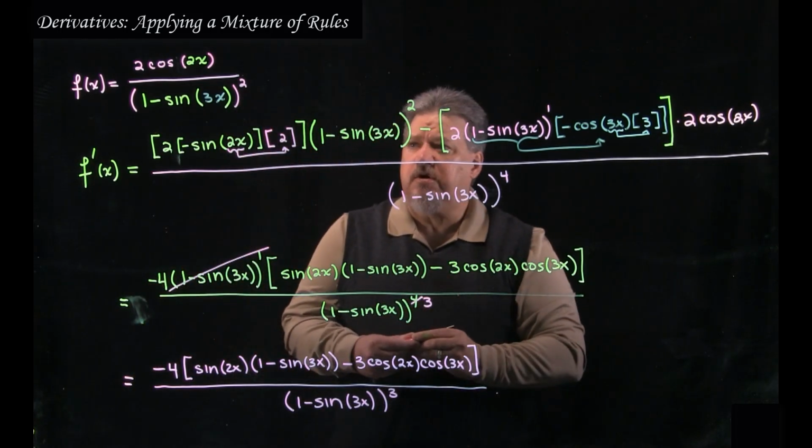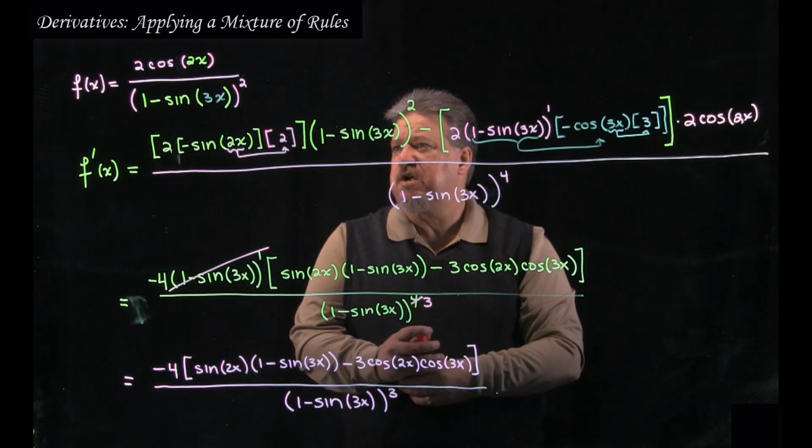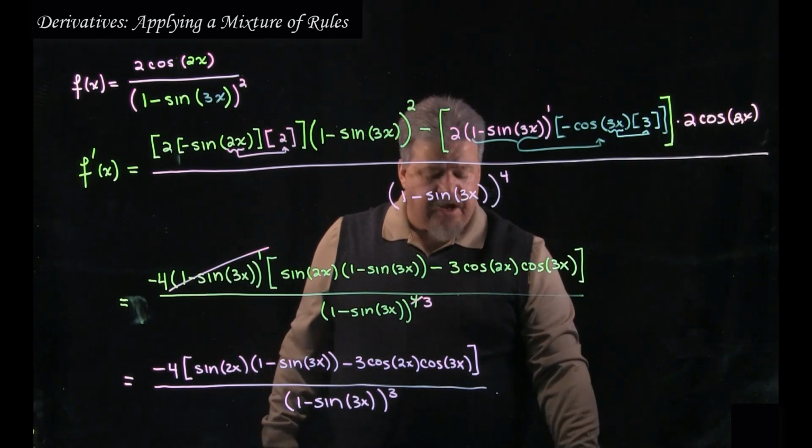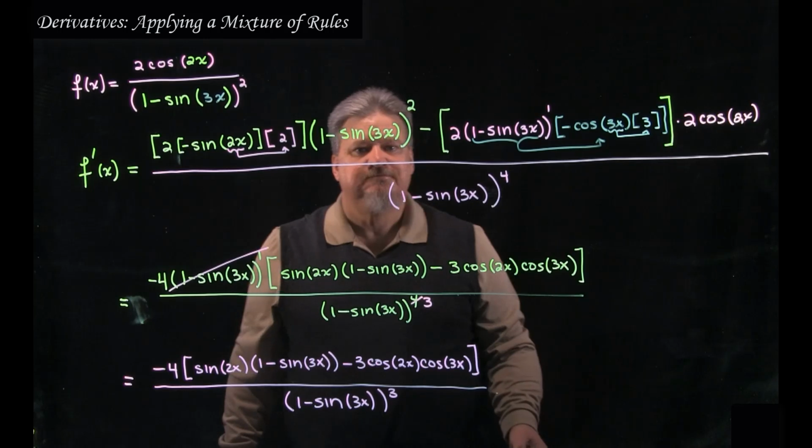So somewhat involved, 2 different levels of the chain rule involved, and we went ahead and did the trigonometric algebraic simplification. Thank you.